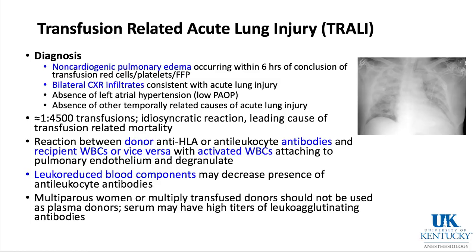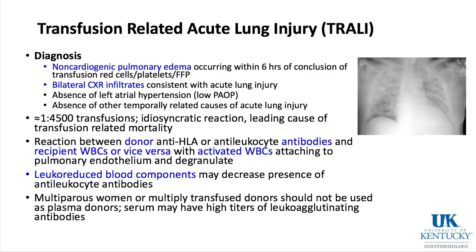Now, taking out the white blood cells, leukoreduction, can decrease the presence of anti-leukocyte antibodies. And interestingly, multiparous women or people who have had multiple transfusions are not usually used as plasma donors because their serum can have high titers of leukoagglutinating antibodies and therefore potentially increase the risk of transfusion-related acute lung injury in the patients that are receiving that plasma.